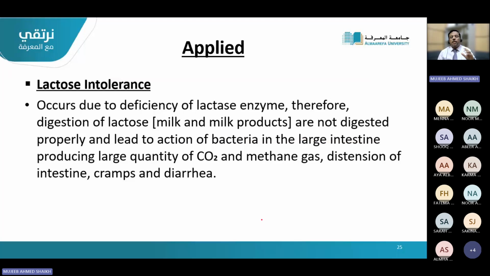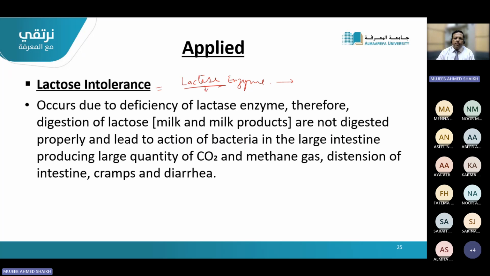Okay, so the clinical condition related to this chapter is lactose intolerance. What is lactose intolerance? When the person has lactase enzyme deficiency. What will happen if the lactase enzyme is absent? Anyone can answer. The patient cannot digest milk. Whole milk or only the lactose? Yes, only the lactose cannot be digested. The rest of the things will be digested.